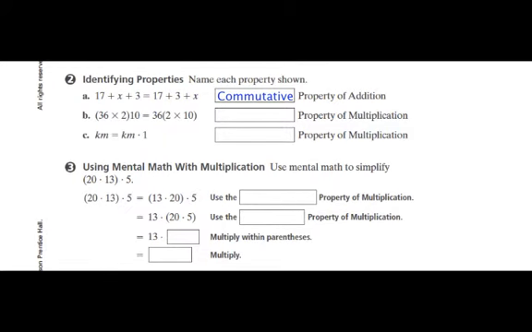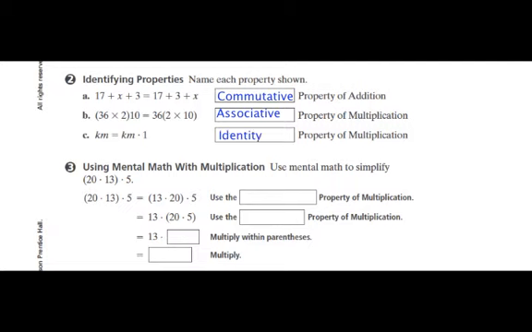Looking at 2b, we have the quantity 36 times 2 times 10 equals 36 times the quantity 2 times 10. In this case, we move the grouping symbols. We move them from around 36 and 2 so that they're around 2 times 10. So this would be the associative property of multiplication. With 2c, we have km equals km times 1. Since we're multiplying by 1, that's the identity property of multiplication.